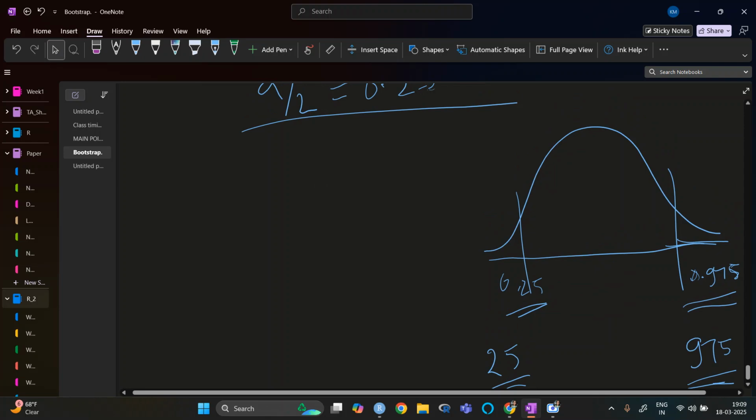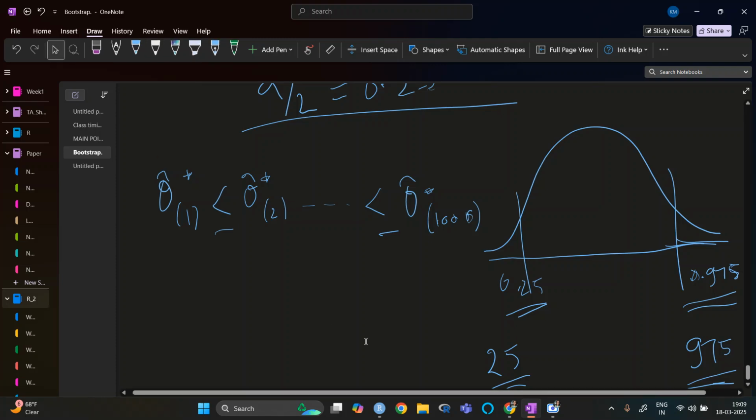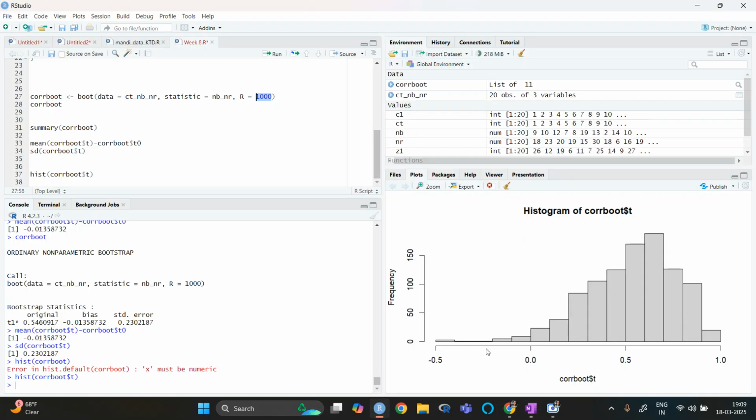So we first take this theta 1 star, and then we sort. Sorting is needed, because otherwise we cannot do it this way. Here also you can see that the data is sorted, right? That is why it first has minus 0.05, then what is between 0 and 0.1, then 0.1 to 0.2, and then 0.2 to 0.3. So the data is sorted here also.